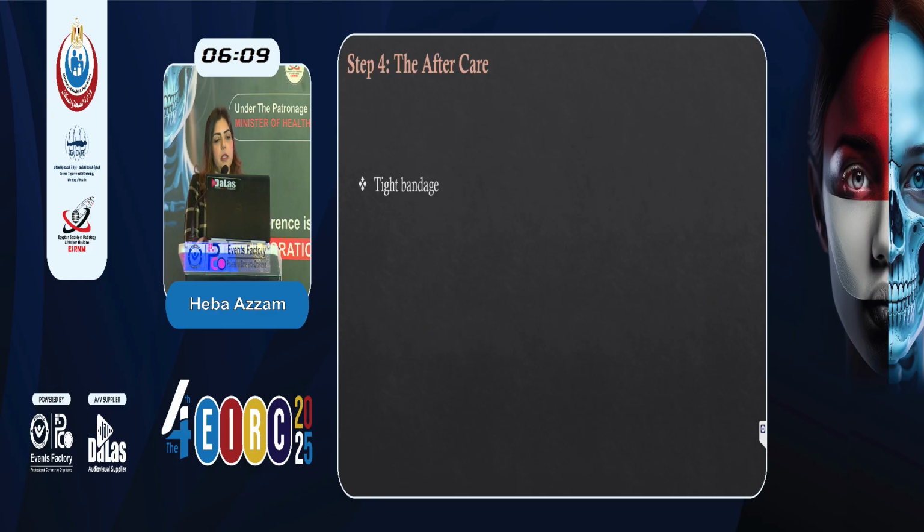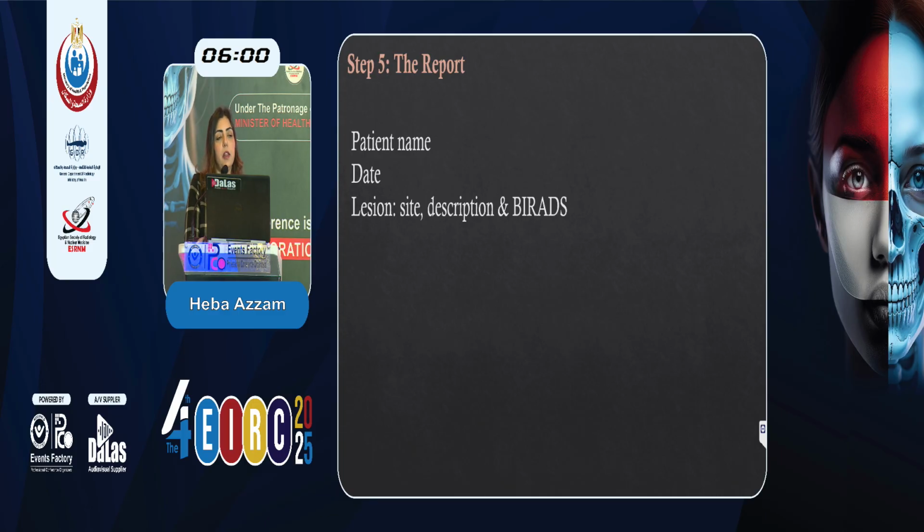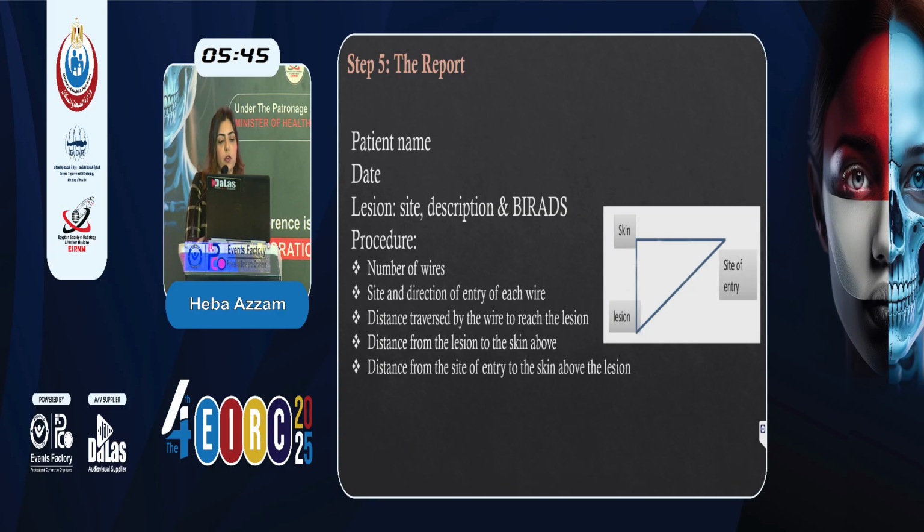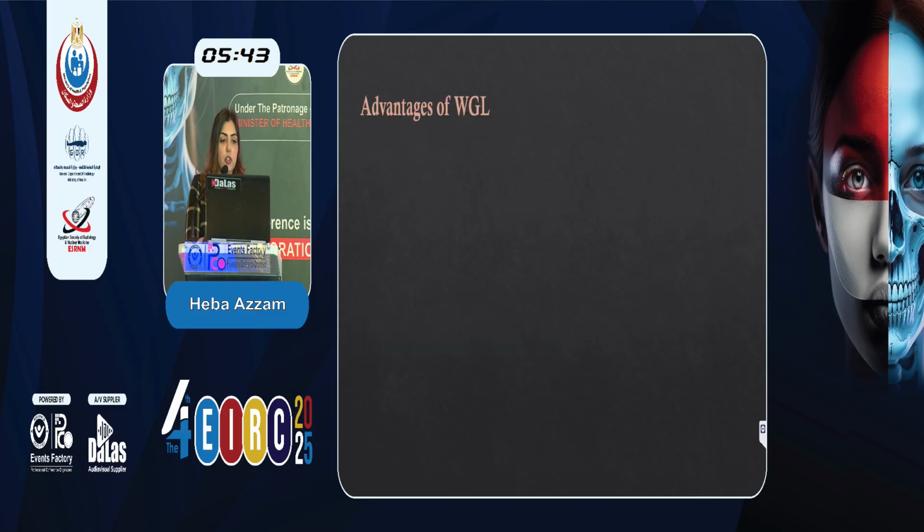The aftercare is by using tight bandage, advised to limit the movement, and the record has to include the patient name, the date, the lesion description, site, and BI-RADS, the procedure done, the number of wires, site and direction of entry of each wire, distance traversed by the wire to reach the lesion, distance from the lesion to the skin above, distance from the site of the entry to the skin above the lesion.